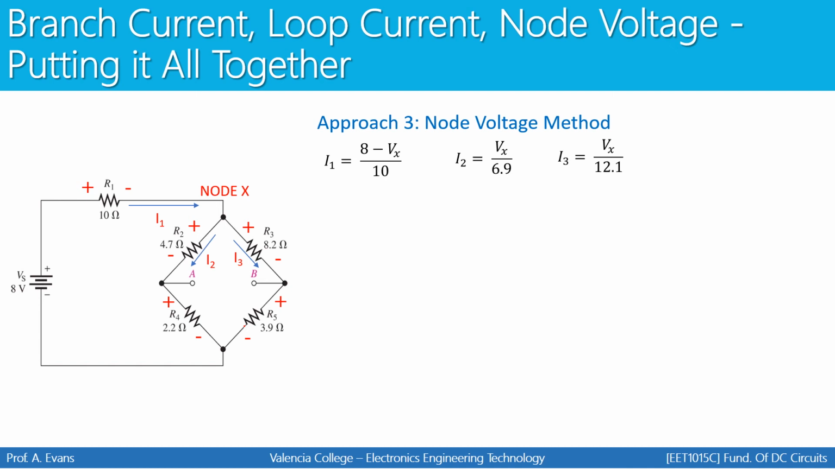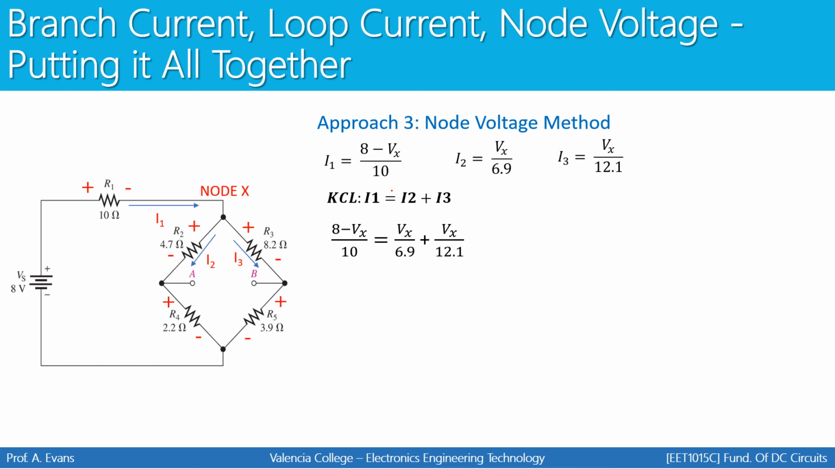Now that we have our 3 equations for each current in terms of a voltage divided by a resistance, we're going to do a KCL at the node. We know that I1 has to be equal to I2 plus I3. Now we're going to substitute each equation for I1, I2, and I3 into our KCL equation. And now we have one equation with one thing we don't know, Vx. So we just need to solve this one equation.